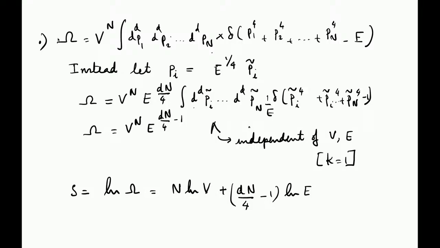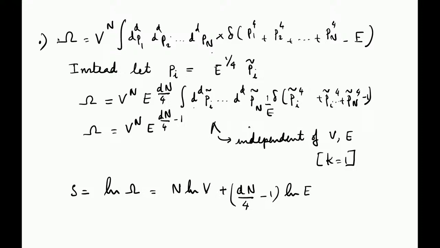The remaining things, there is some other constant that comes, we do not care about that. So, now your omega has become V to the power N, E to the power dN by 4 instead of dN by 2. If it had been 6, I would have got 6 here. Okay. So, I can do the problem for any dependence of E on p.